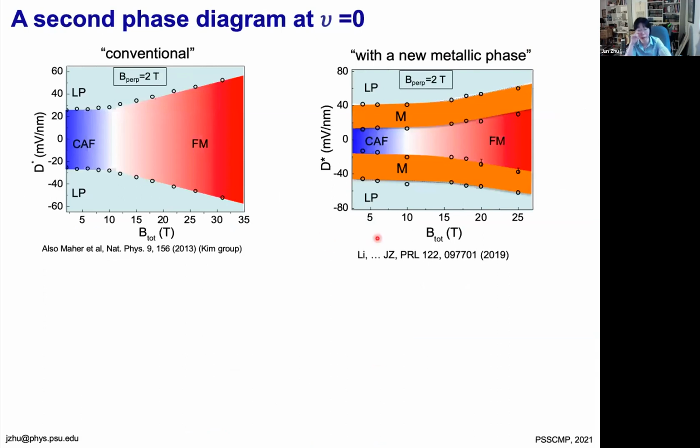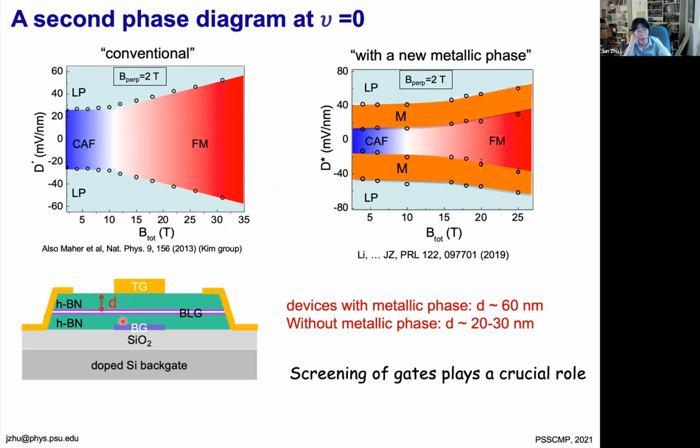Okay, so maybe I'll put in another thought stimulator here. What I've just shown you is what I call the conventional phase diagram of nu equals 0 in bilayer graphene. We in fact found a different type of phase diagram that has a metallic phase region of considerable width, sandwiched in between the magnetic ground states near D equals 0 and the non-magnetic ground state at large D. We don't know the underlying physics of this metallic state, but we do know that in order for it to appear, we have to make the hBN thick.